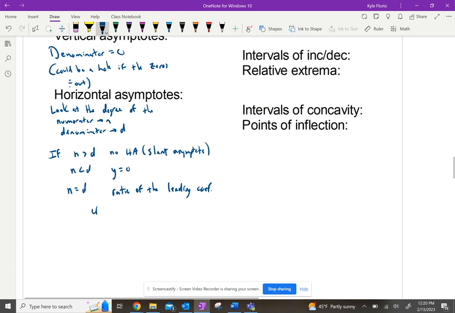Okay. So say we had something like 4x squared minus x over 3x squared plus 1. The degree on the top and bottom are both 2. So the horizontal asymptote would be at y equals the ratio of the leading coefficients, which is 4 over 3.